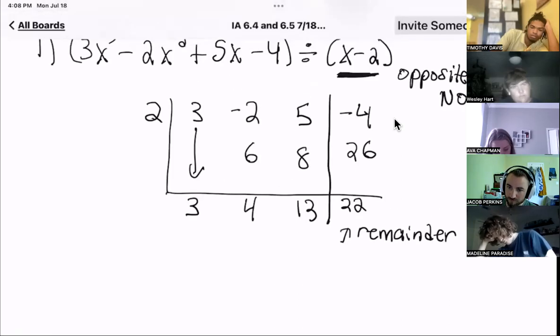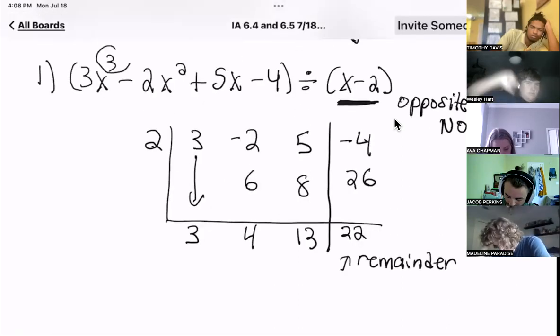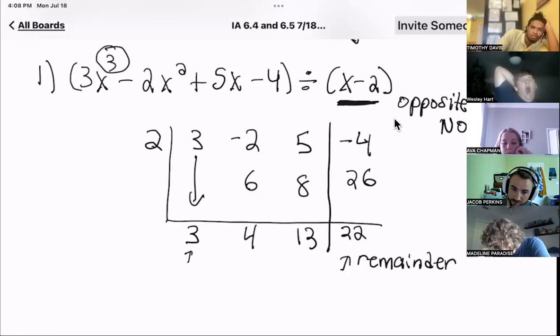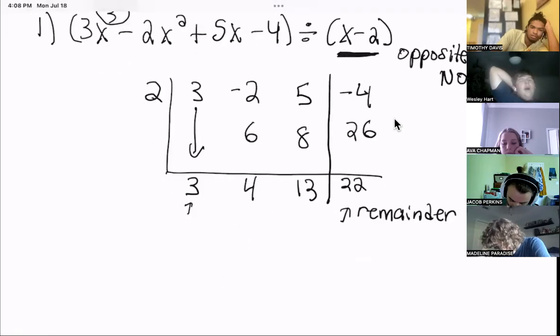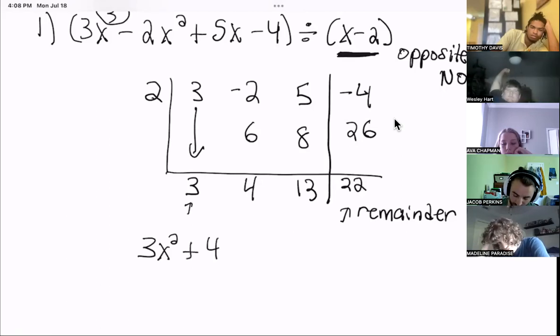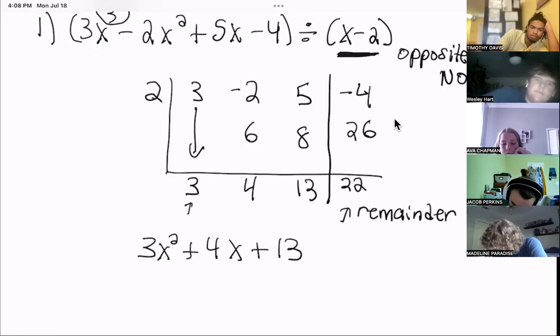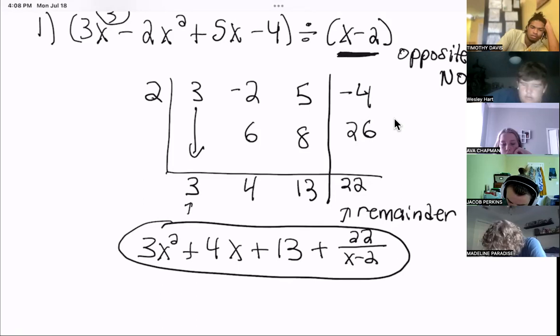This is how you write it. Ready? The highest exponent was a 3, which means this one is going to be a square. It's always one less than what you started with because you divided off 1x. So here's my answer. 3x squared, follow right down the line, plus 4x plus 13 plus 22 divided by x minus 2. Done.